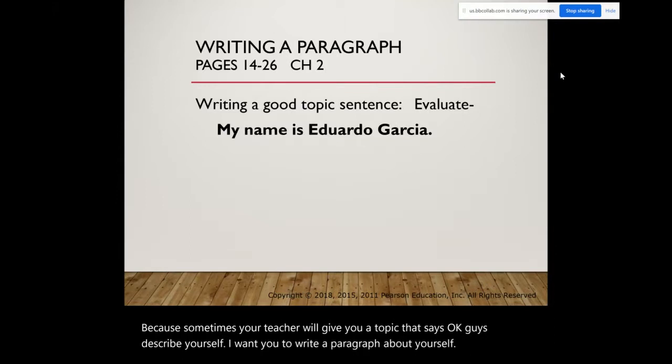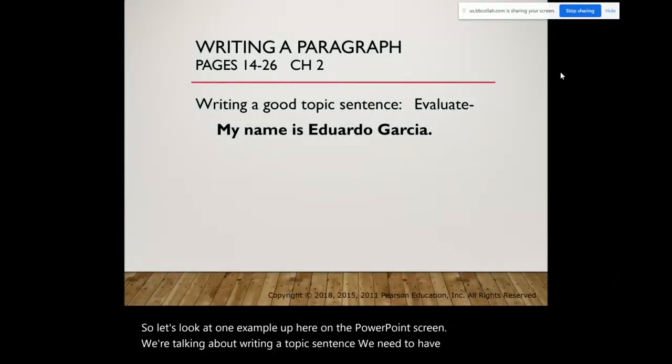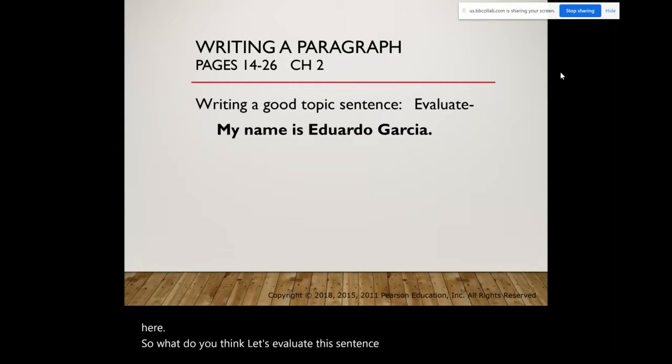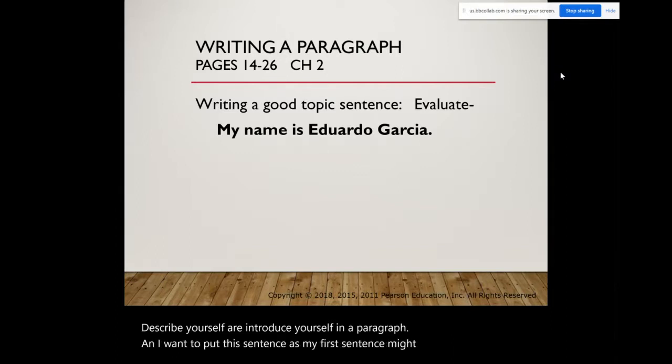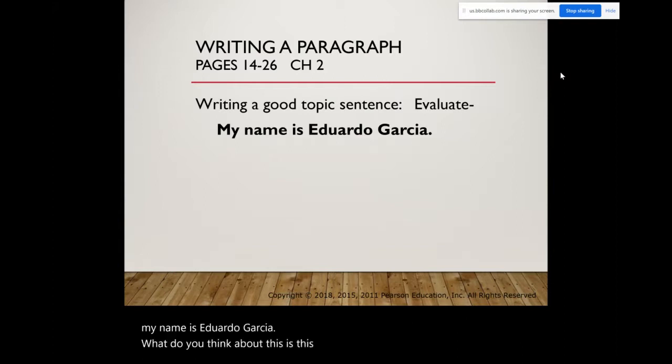So let's look at one example up here on the PowerPoint. We're talking about writing a topic sentence. We need to have our main idea here. So what do you think? Let's evaluate this sentence. If my teacher says, describe yourself or introduce yourself in a paragraph, and I want to put this sentence as my first sentence, my topic sentence. It says, my name is Eduardo Garcia. What do you think about this? Is this a good topic sentence?